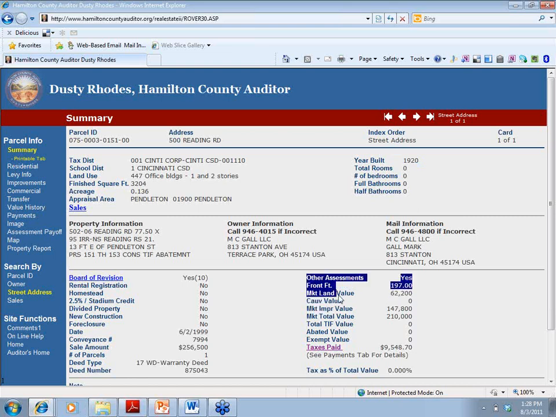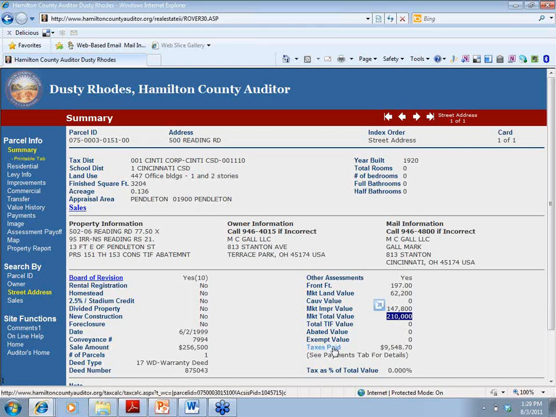Here we have the tax data relating to the property. So here is the market land value. That's this number here that I just highlighted, $62,200. That's the value of the land. That's the assessed value of the land without buildings. Then we have the value of the buildings. And then we have the total. So obviously, the 62 plus the 147.8 equals the 210. Here's the part that gets interesting.